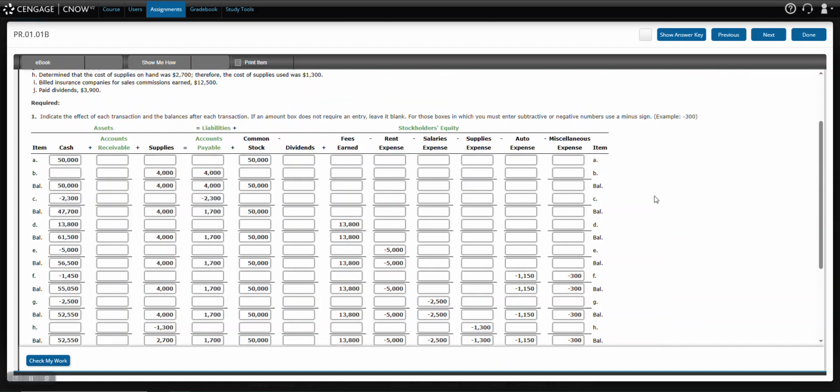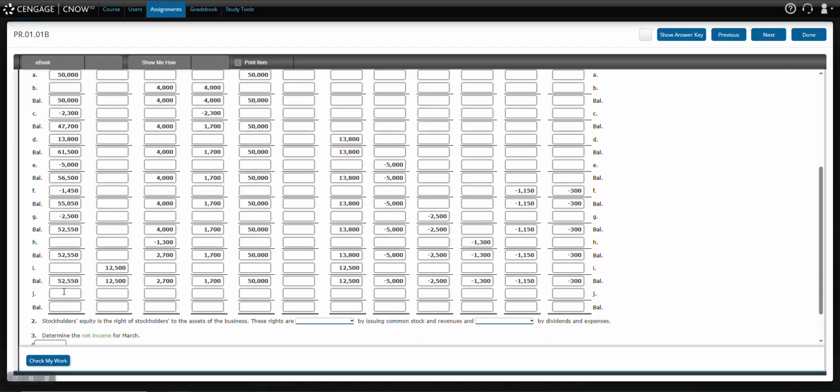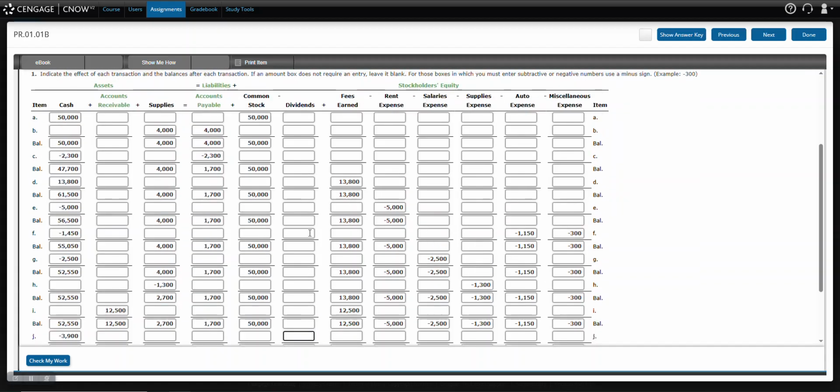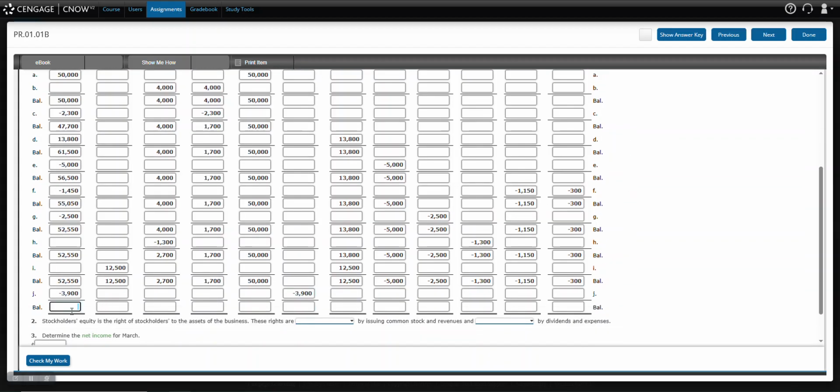All right, last transaction, it says we paid a dividend of $3,900. So paid, we know we pay everything in cash, so our cash goes down by $3,900. And we're paying a dividend. So a dividend is when we give something back to our stockholders, kind of as a way of saying thank you for investing into us. So we update our balances one more time to get our ending balances for the period.